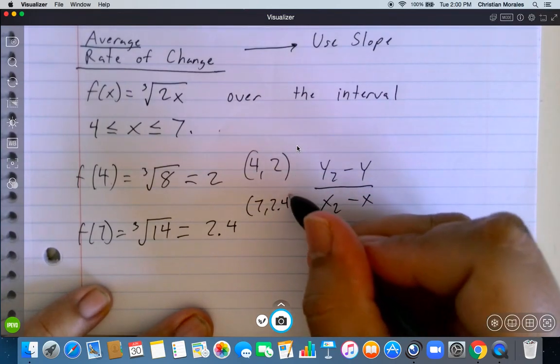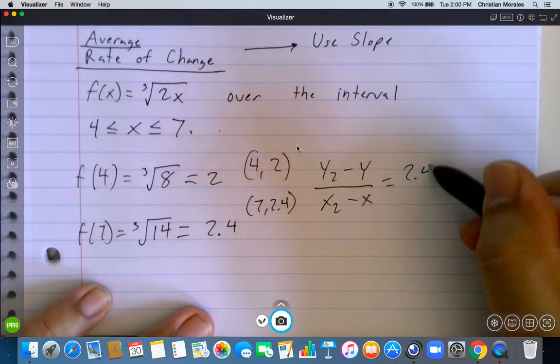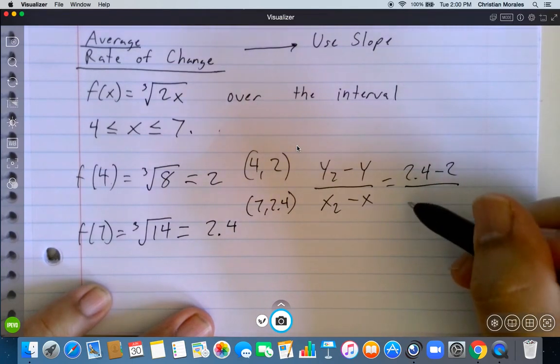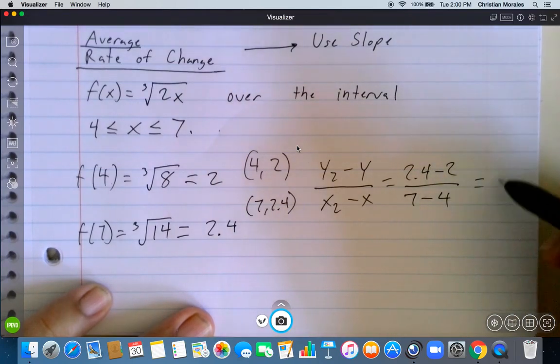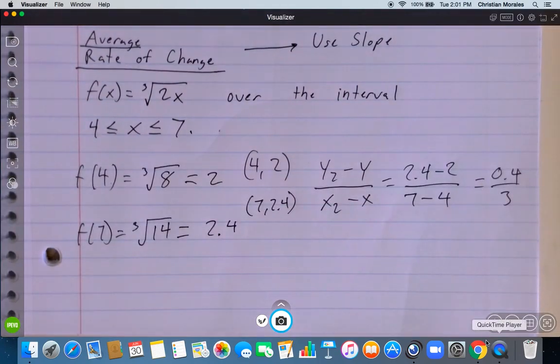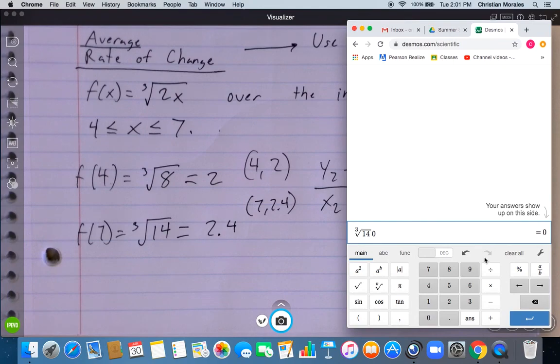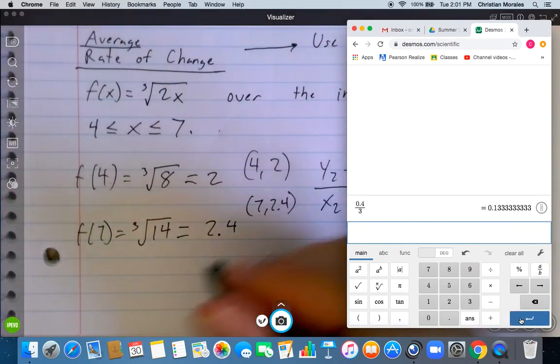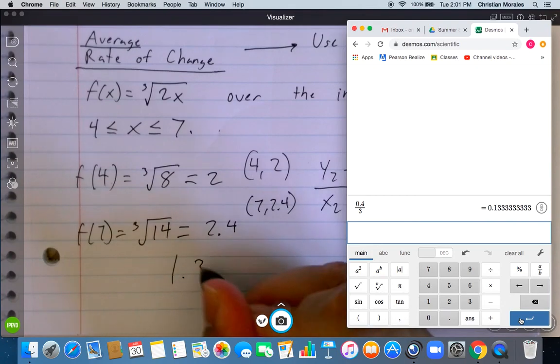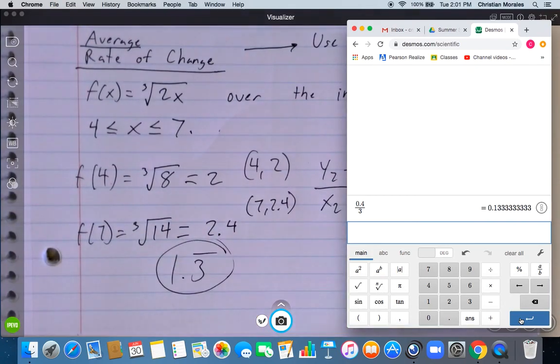So we plug in these numbers. 2.4 minus 2, over 7 minus 4. I get 0.4 over 3. Again, take my calculator. Clear this. 0.4 divided by 3. 1.3 repeating. So the answer is 0.13 repeating. That is the average rate of change.